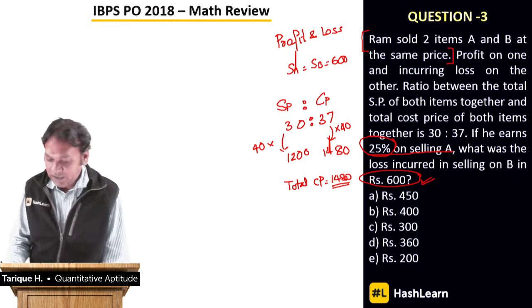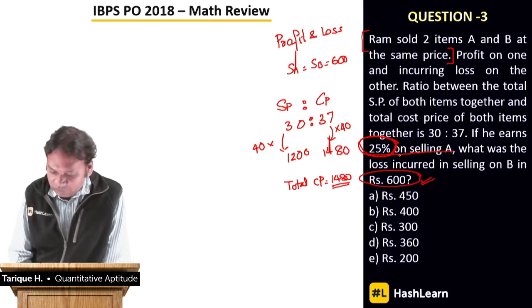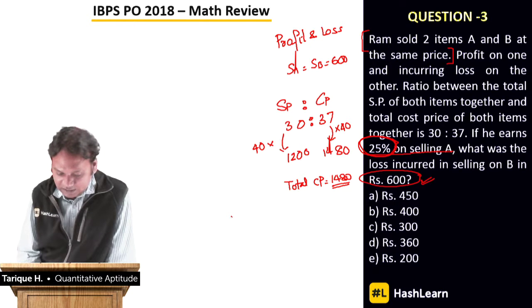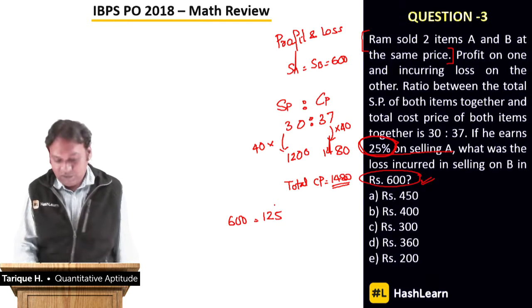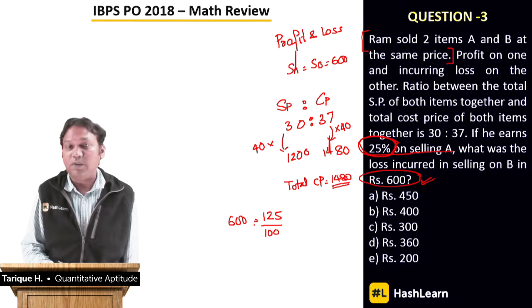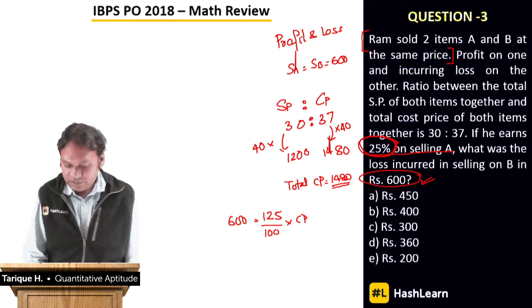And for that we know that if he earns 25% on selling A, so for A the profit percent is given to us, directly we'll find out the cost price. We know the selling price, now 600 is the selling price and is equal to 100 plus 25 by 100 into cost price. This is a basic formula you should definitely know if you have prepared for the examination. This is the formula that we use.